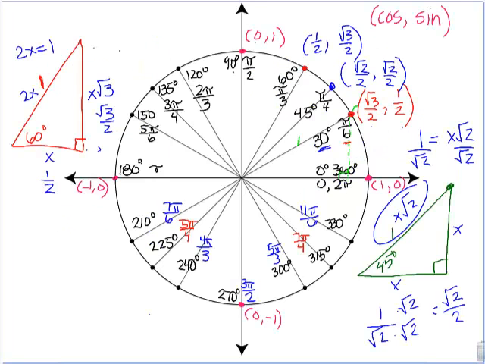Okay? So anytime you want to find the tangent of theta, you just have to take the sine of theta and divide it by the cosine. Okay?